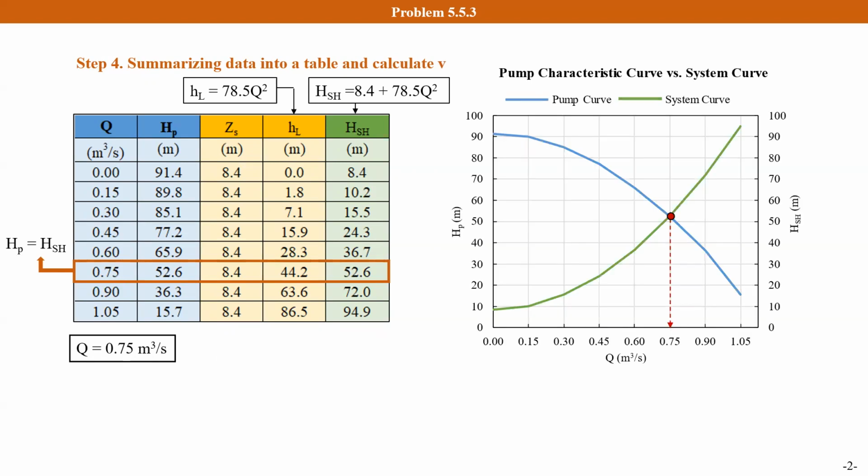We can also use a plot to find the flow rate. We can find in this plot that the pump curve and the system curve intersect at the point when Q is equal to 0.75. So currently we have the value of the flow rate. Then we can calculate the velocity. The velocity is equal to Q over A. Therefore, the velocity is equal to 3.82 meters per second.